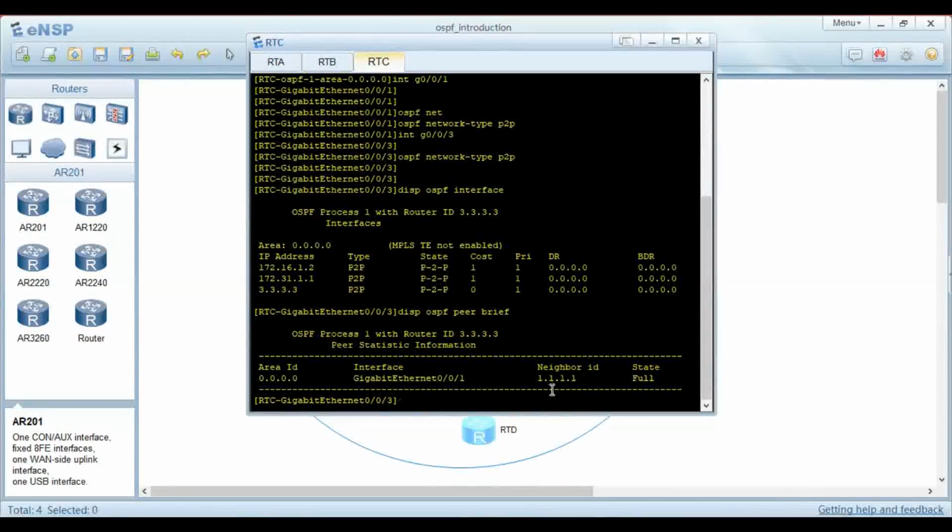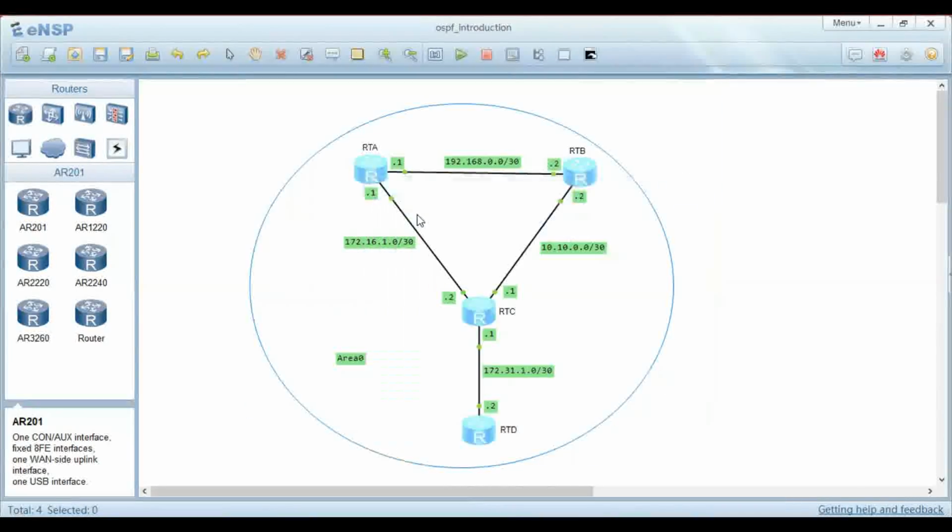See, the router ID of the neighbor is 1.1.1. That tells you it's RTA. So RTA is our neighbor. Why is it that we don't have a neighbor on RTD? A good question. Why is it that we don't have a neighbor on RTD?